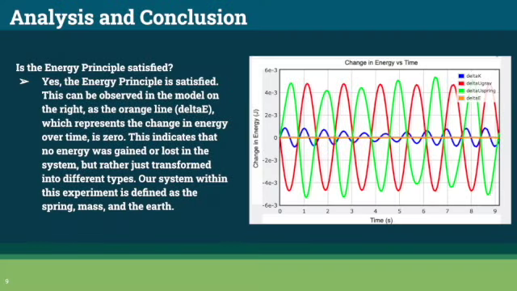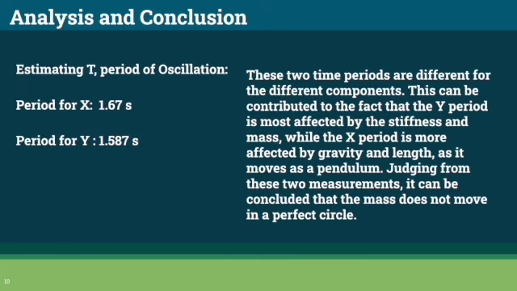So now we can go into our analysis and conclusion. For our first question, is the energy principle satisfied? The answer to this is yes. This can be observed in the model on the right, as the orange line, which represents delta E, represents the change in energy over time, and this is equal to 0. This indicates that no energy was gained or lost in the system, but rather just transformed into different types. In this experiment, our system is defined as the spring, mass, and the Earth.